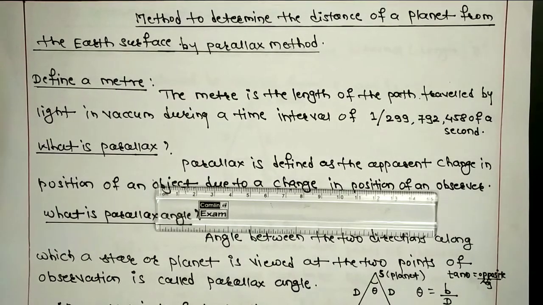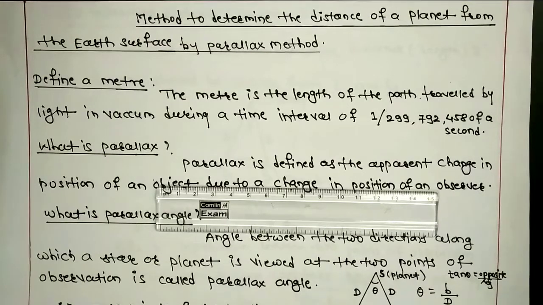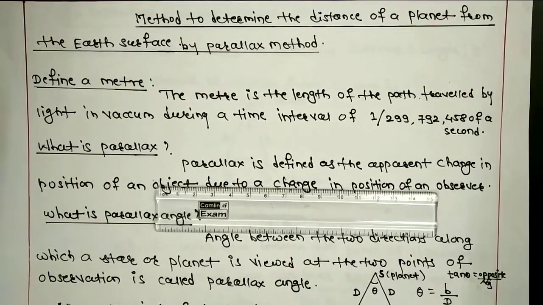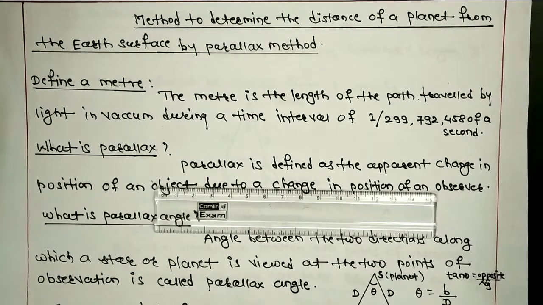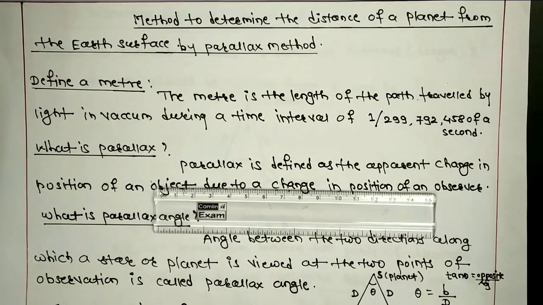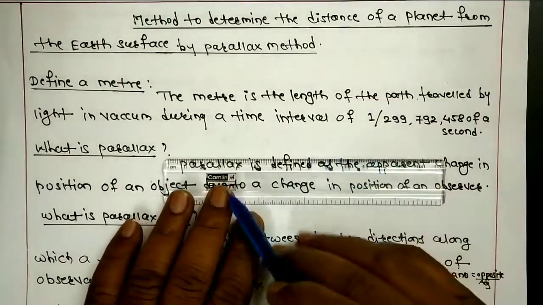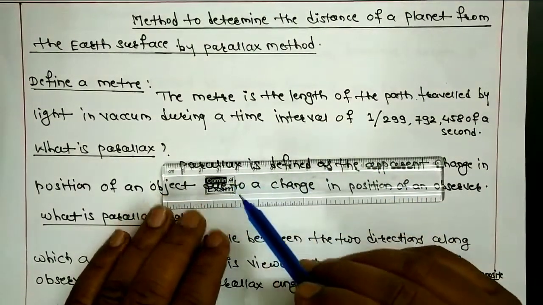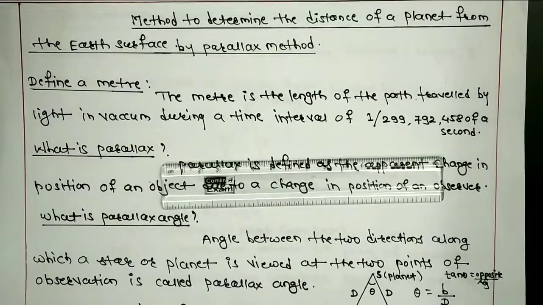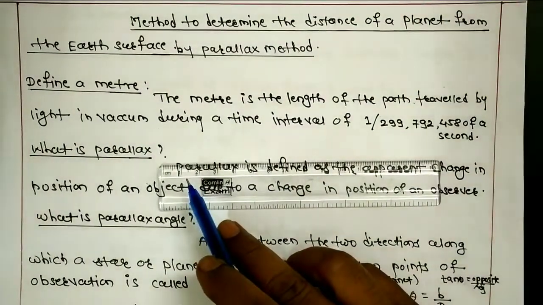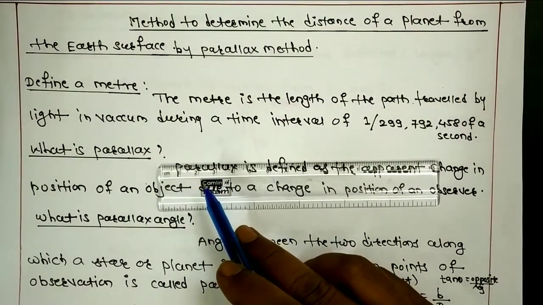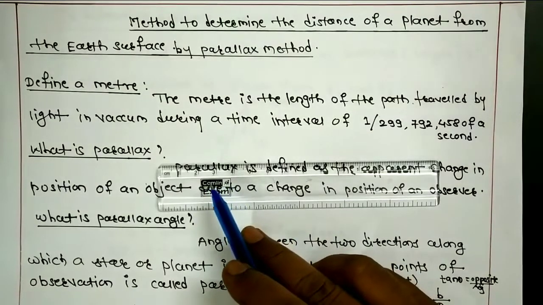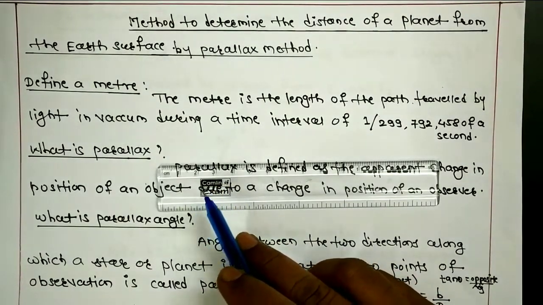For small lengths we use an instrument called a vernier caliper, which has a least count of 0.1 mm. Then what is least count? It is the smallest measurement that can be taken by a measuring instrument. For example, consider a scale 15 centimeter long. Here in 1 centimeter there are 10 divisions. Therefore its least count is 1 by 10 centimeter, that is 1 mm.